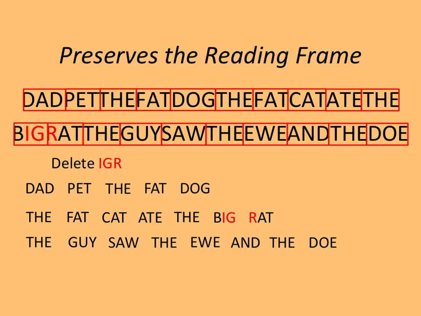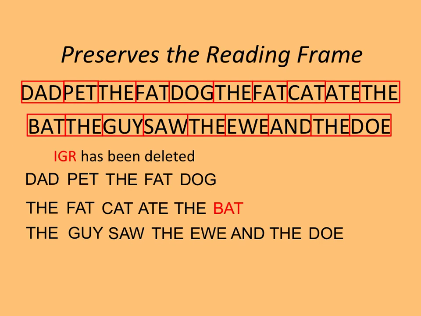If you had a 3 base pair deletion, you're still maintaining the reading frame, but you're likely going to have a different amino acid. So in this case, the fat cat ate the big rat, right? We dropped that, and now the fat cat ate the bat. It's still coding for something that's perhaps useful, a real amino acid, but it's a different one.